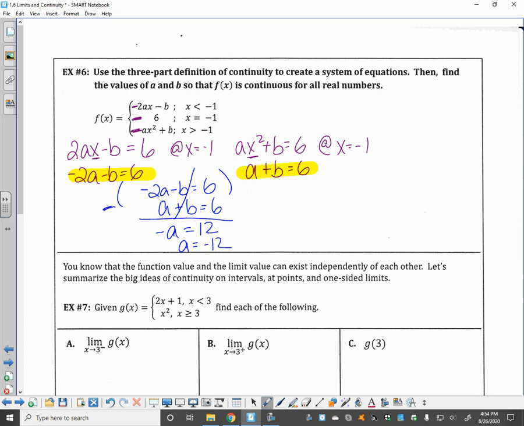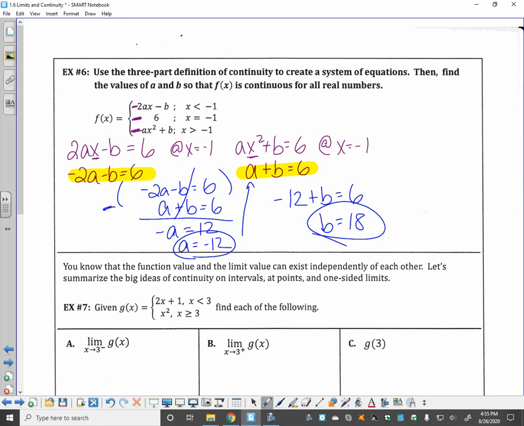Okay, well now I know what a is. I'm going to go right there. -12 plus b equals 6. Add the 12. b is 18. And there are a and b, so that it's continuous. Okay, now hold on, because I would not get credit for this problem, because the directions say use a 3-part definition of continuity. I have not done that.